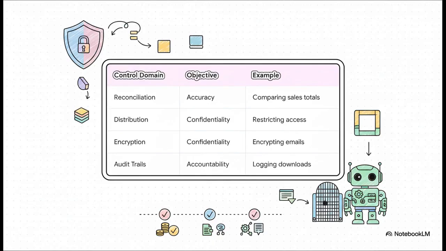This table shows us the tools for the job. You've got reconciliations to double-check all the math. You have distribution and encryption controls to protect the data on its way out the door. And then you have audit trails, which create a permanent record of who accessed what and when. It's basically the final seal of approval on our data's long journey.